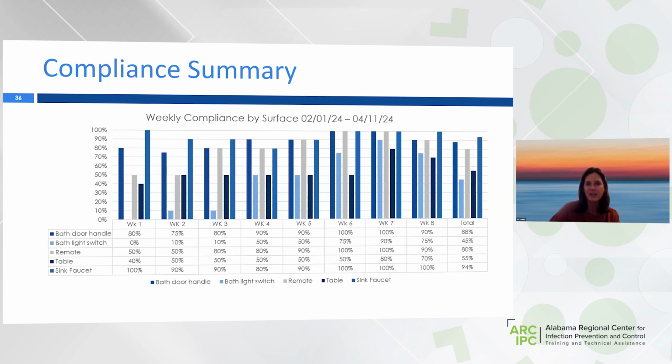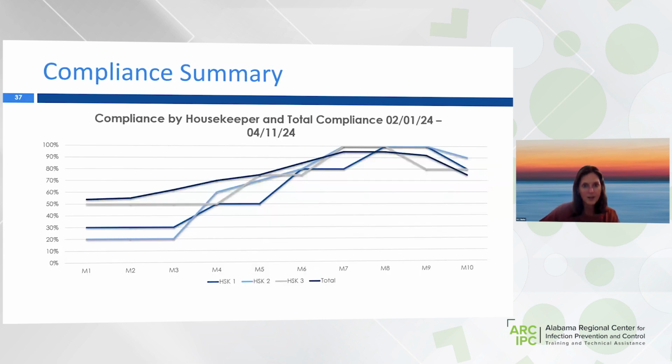So again, this just gives us a sense, how are we doing by surface each week? So we're doing observations each week. How did we do each week? And then this was, say, monthly, so we want to look at over a greater period of time. And this one I was looking at correlating back to a specific housekeeper and then our totals. So we can see we had that improvement going on, and then we started to drop off.